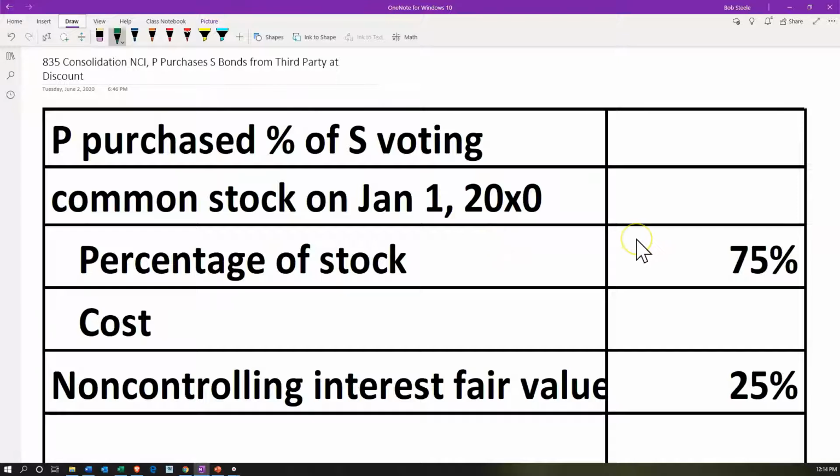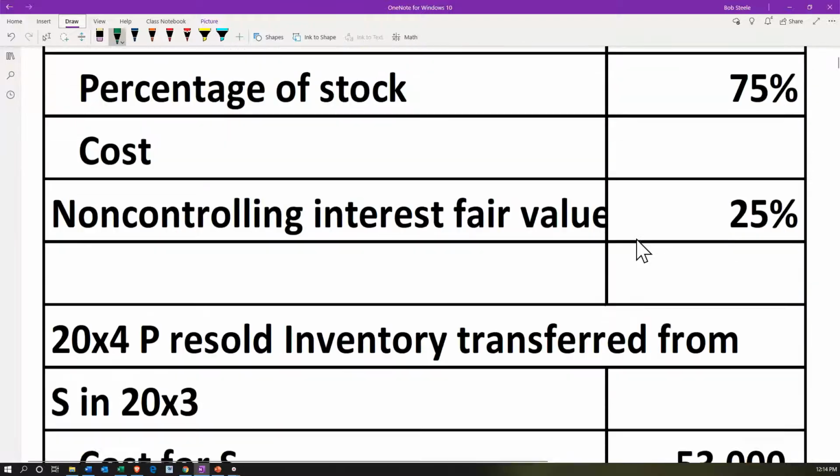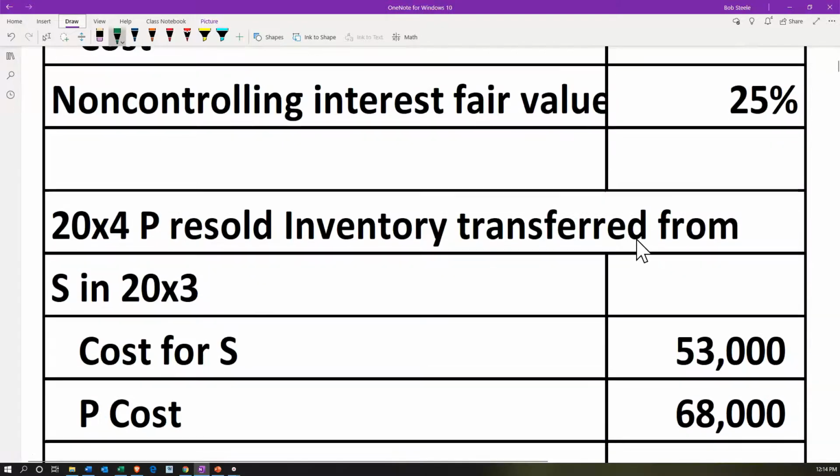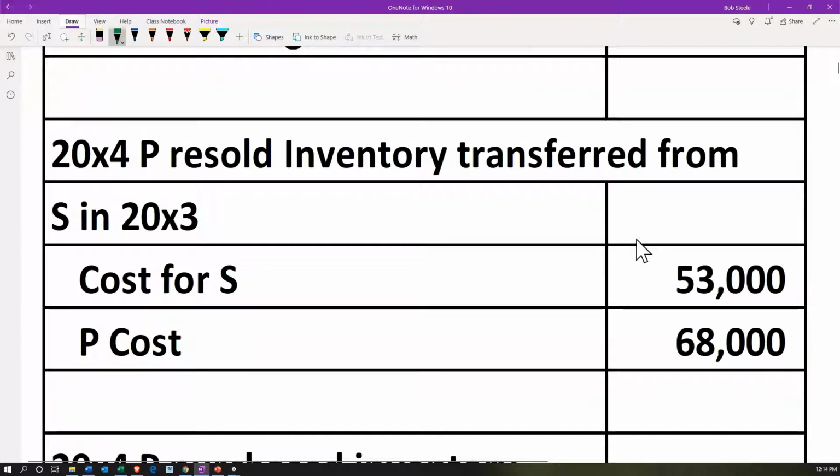The controlling interest or portion that was purchased by P the parent, 75%. Then the non-controlling interest is going to be the 25%. In 2000X4, P resold inventory transferred from S in 2000X3. So that's going to be the year of consolidation, 2000X4. So we're going to have this intercompany transaction related to the inventory. Basically, in the prior year, S sold inventory to P, which P resold in the current year.